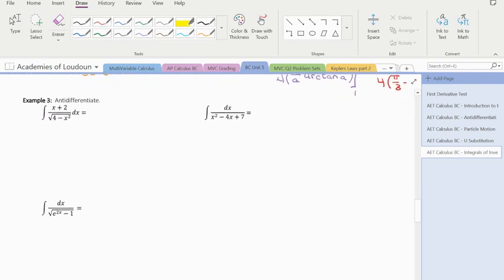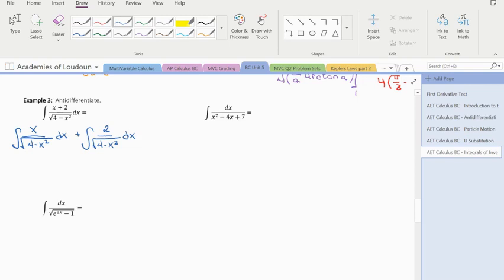Okay, so let's go ahead and look at example 2. So in this one, we need to separate this into 2 integrals. So we have the integral of x over the square root of 4 minus x squared dx plus the integral of 2 over the square root of 4 minus x squared dx.